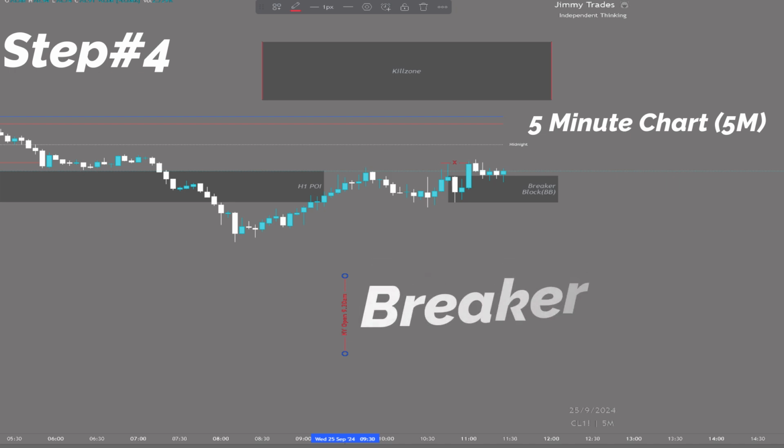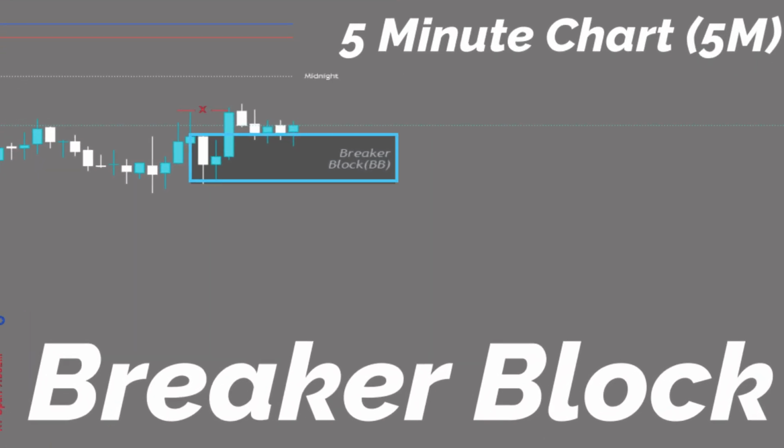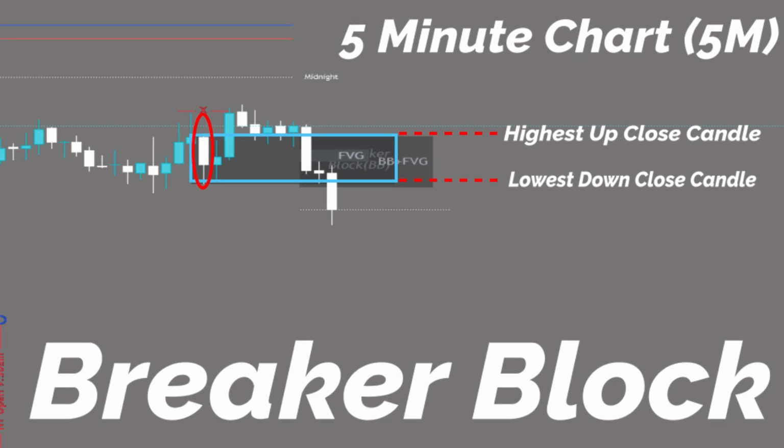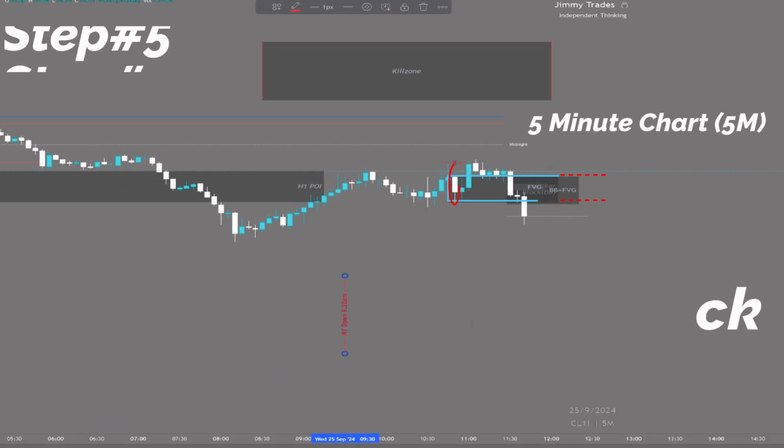Here we're looking for a breaker block. This is a specific formation that acts as our trigger. If it's a single candle, we use that, but if there are consecutive candles, we combine them. The breaker block must be the highest up-close candle before the leg that took liquidity for a bullish setup, or the lowest down-close candle before the leg that swept liquidity for a bearish setup.